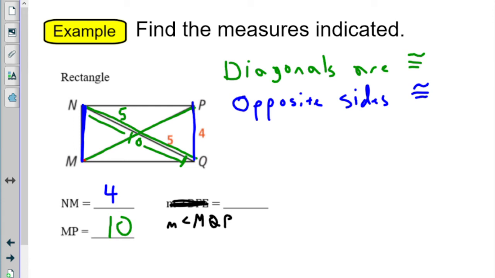Then for the measure of angle MQP, well, good news. Angle MQP is an angle in the rectangle, and I know that all the angles are 90 degrees in a rectangle. So if I want to know what an angle in a rectangle is, it's 90. So notice how we're using 3 different things that are true about a rectangle to get 3 different measurements. And that's why it's going to be handy to have that big chart.